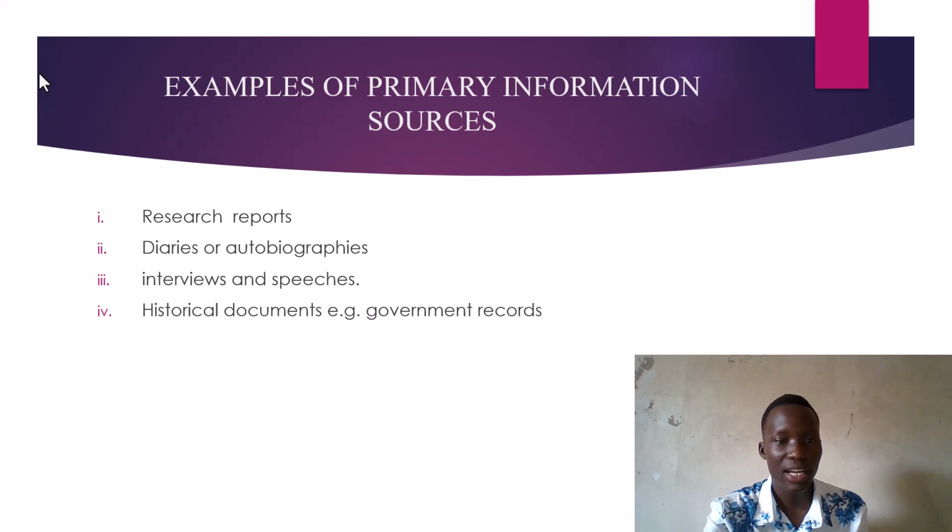In the next slide, we shall have the examples of these primary information sources. As we know, everything has advantages, disadvantages, and examples. We have research reports, diaries, autobiographies, interviews and speeches, and historical documents, for example government records. For example, if you are researching World War II, a diary that a soldier wrote when they were at war is a primary source because it is a first-hand account of the information.